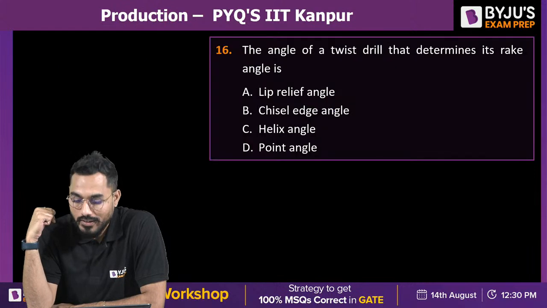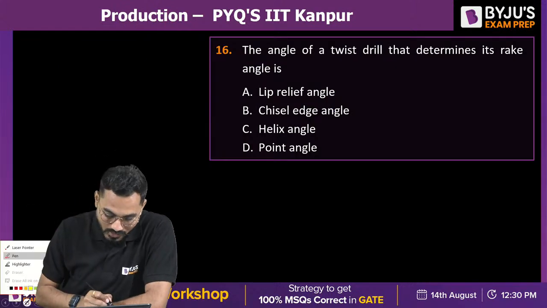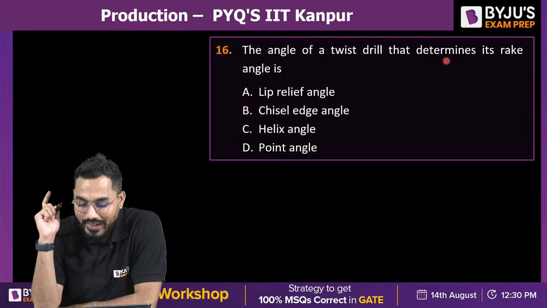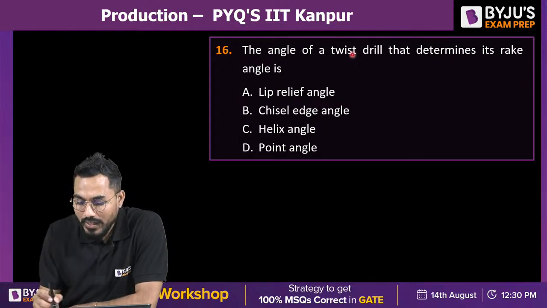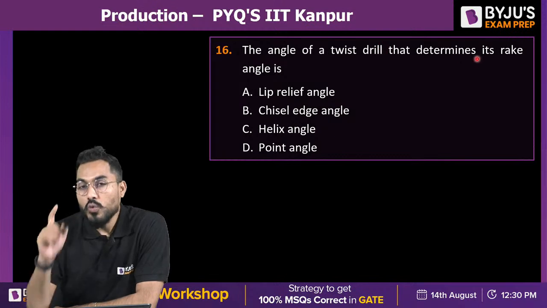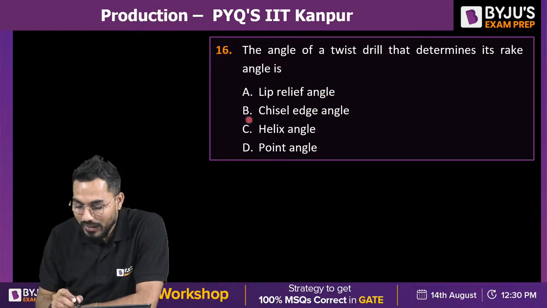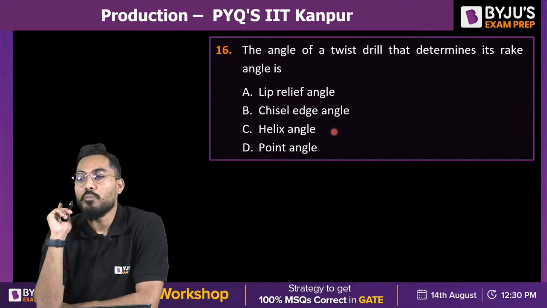Fine. Okay, next question. The question is: the angle of a twist drill that determines its rake angle is. So you tell me, there is a twist drill, right? Which angle of the twist drill will determine the rake angle, whether it's lip angle or chisel edge angle, helix angle or point angle.